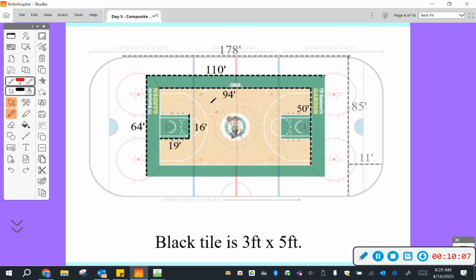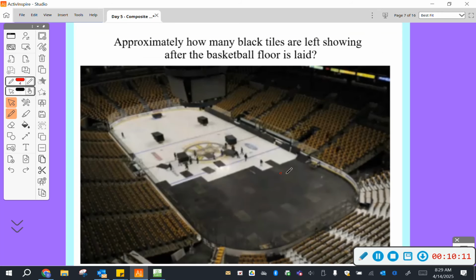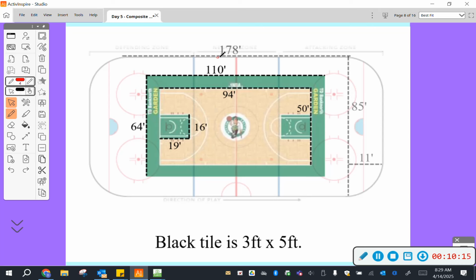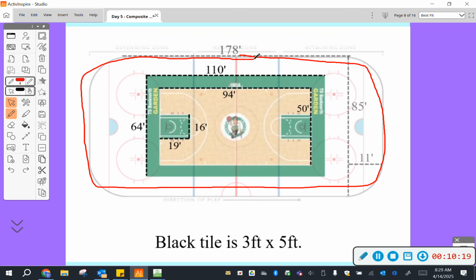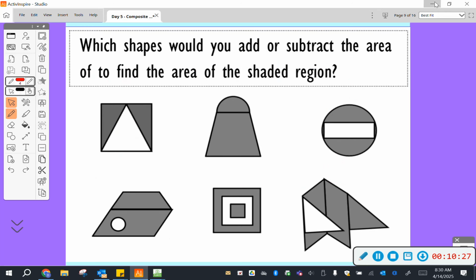The perimeter. Nope. We're still doing area. How would I figure out how much of the black tiles are shown? Oh. I would find the area of the hockey rink and then do what? Find the area of the basketball court and do what with it? Subtract it. That is what we are doing today.